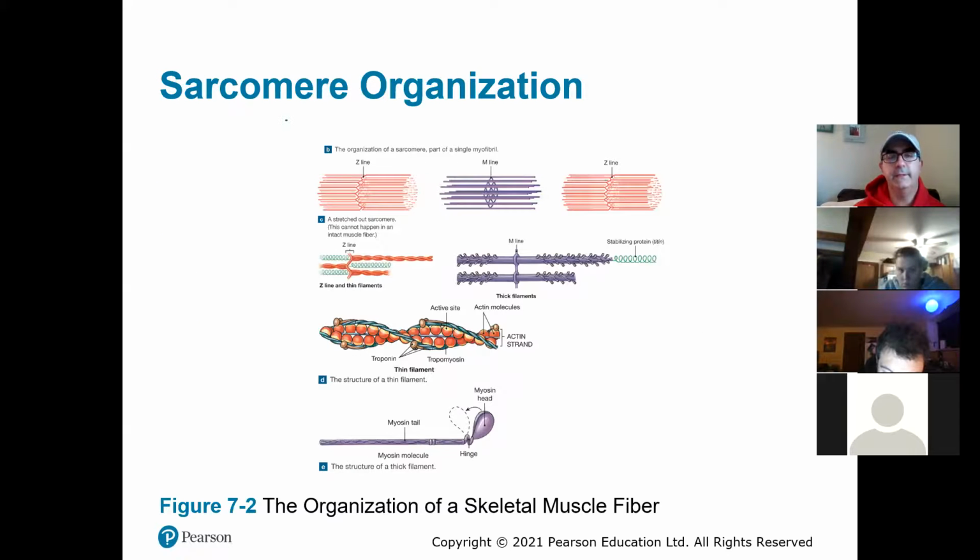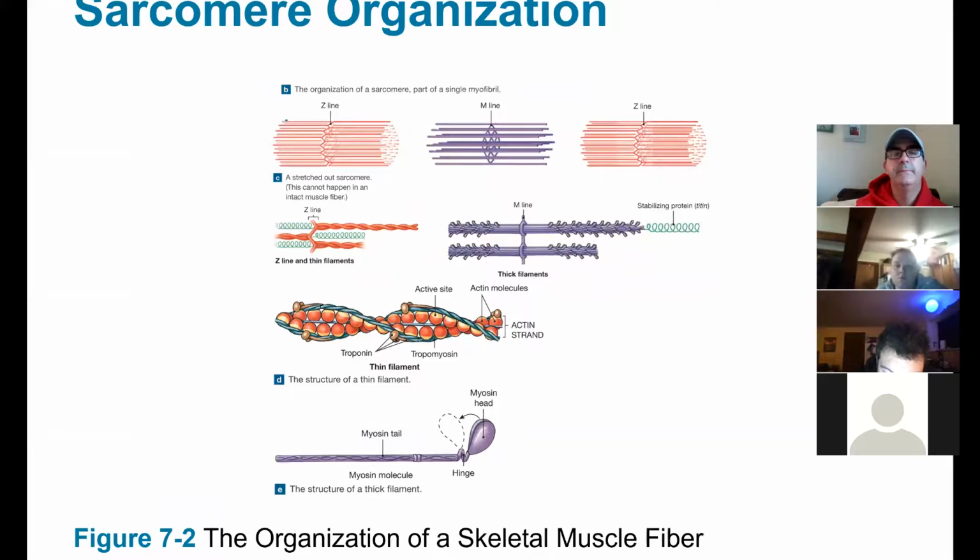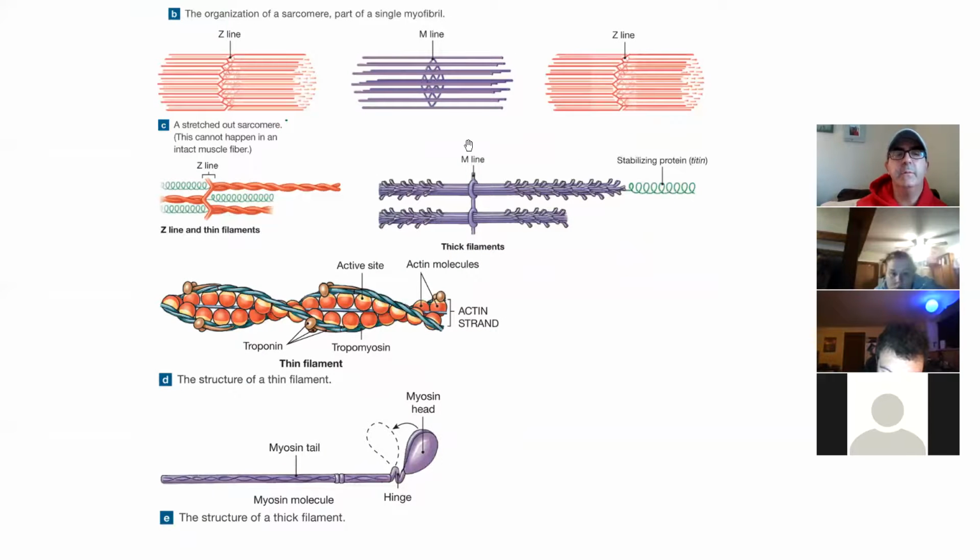And so here is a picture of the organization of the sarcomere, right? Your Z lines, your M lines, and then down below what they show are the filaments up a little bit closer, right? And then they show it even closer. Here's your thick filaments, here's your thin filaments.